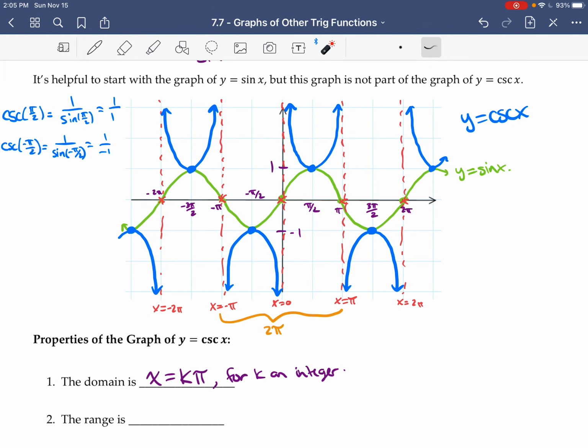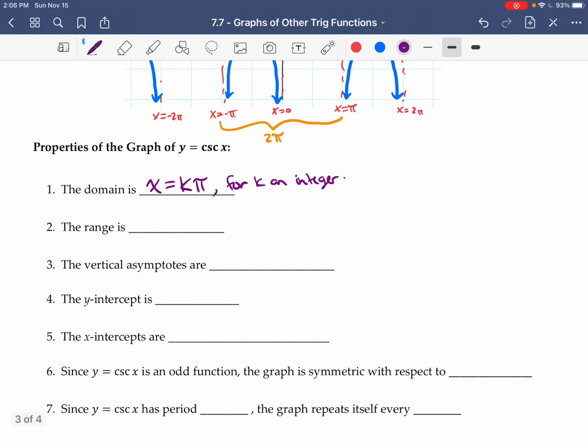Now the range is a bit weird. Forget the green graph; it's not actually there. We're only looking at the blue graph. For the blue graph, I can get all y values that are 1 or bigger, and all y values that are -1 or smaller. But I cannot get anything in between 1 and -1. So the range is negative infinity to -1, including -1, and then 1 to infinity, also including 1.